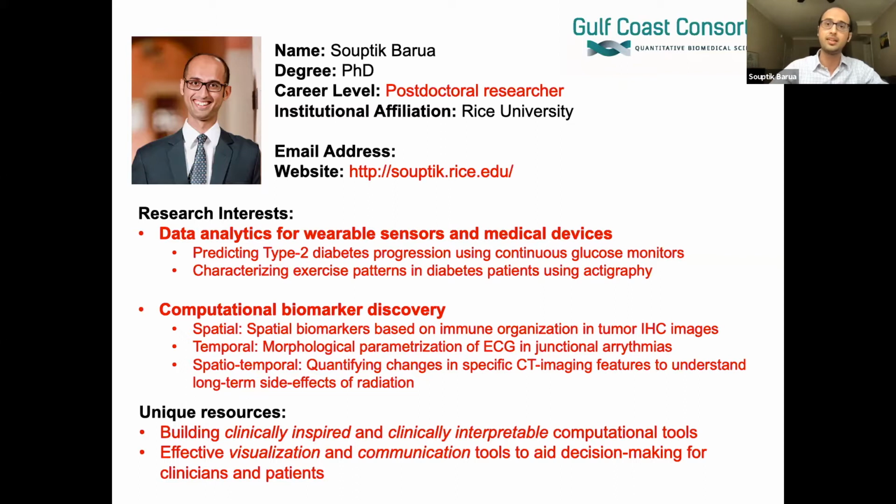And the second thing is, it's all well and good to have sophisticated computational tools, but how do we actually communicate the information to clinicians in a way that helps them guide decision making? For things like wearable sensors, we also want to communicate information to patients and help them understand their health better. So that's the unique resource our lab aims to contribute. Next slide, please.